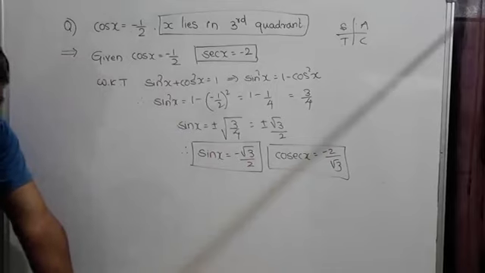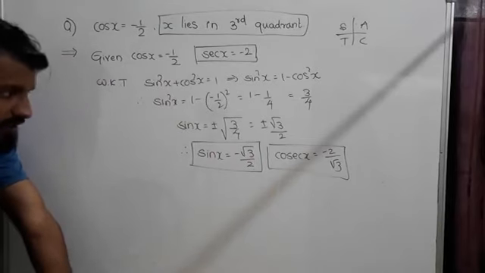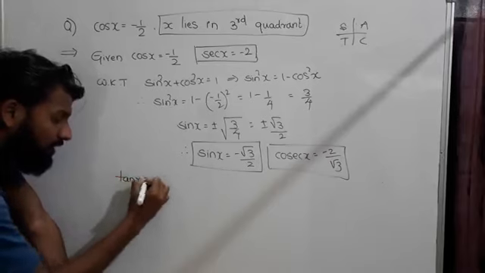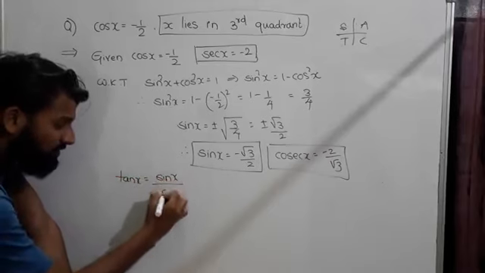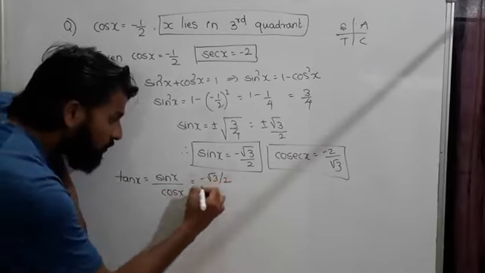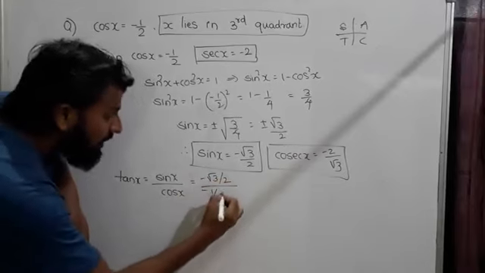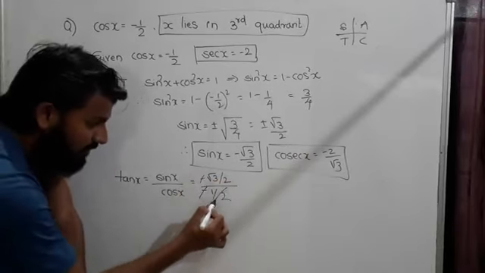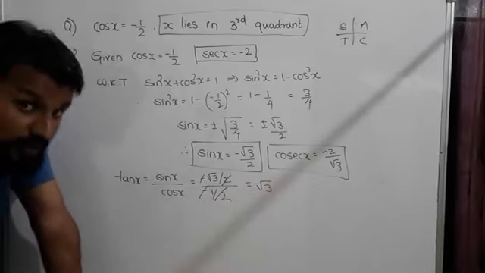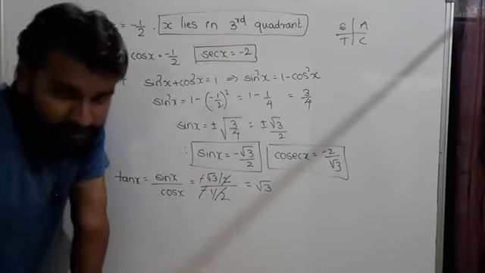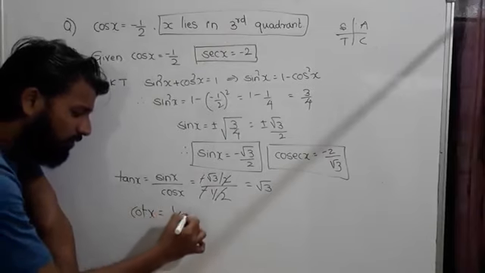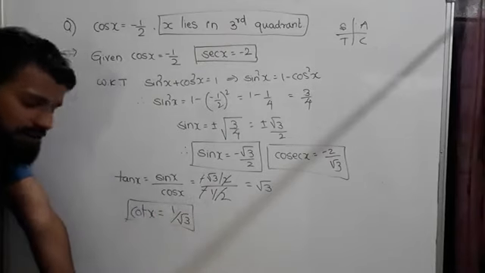Now the time for tan and cot. So how to do that one? So tan x is equal to sin x upon cos x, which is equal to, what is sine? Minus root 3 by 2. What is cos? Minus half. Minus minus cancel, 2 cancel. You will be left with root 3, which is positive because x lies in the third quadrant. Yes or no? And similarly, cot x is equal to 1 upon root 3, just taking the reciprocal.